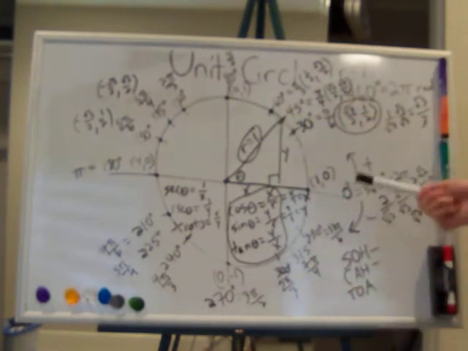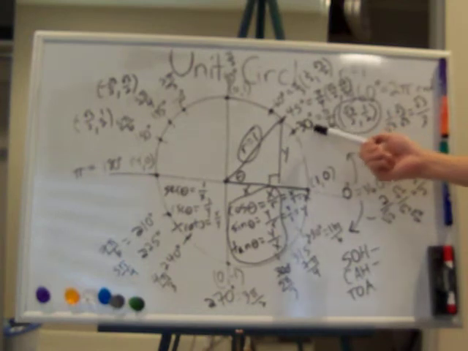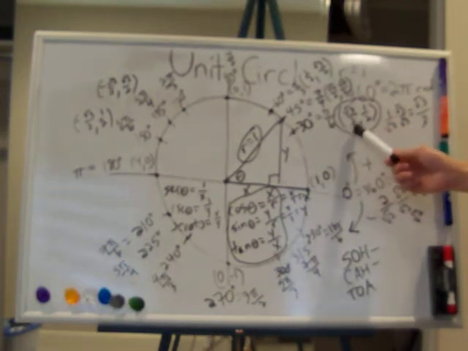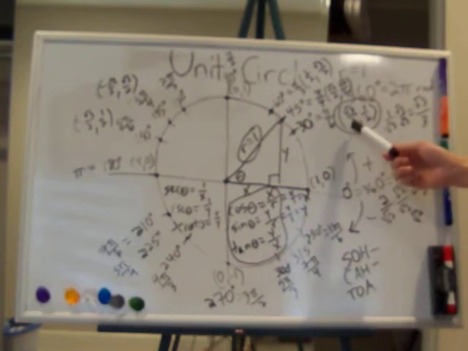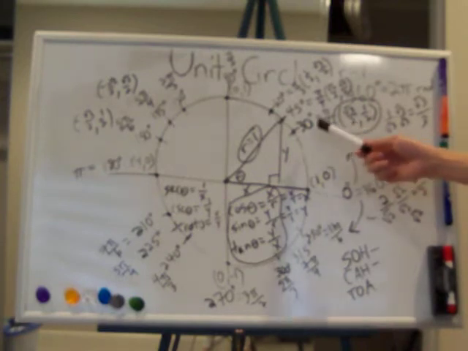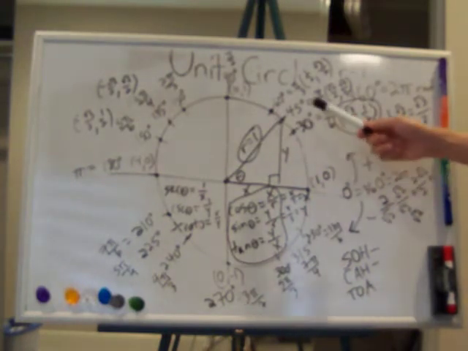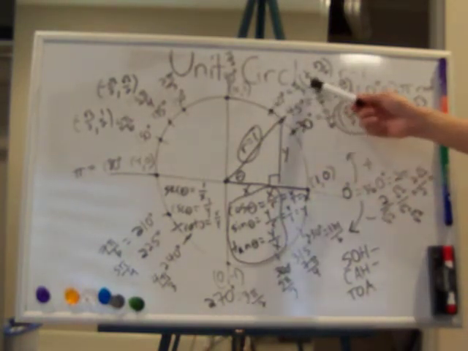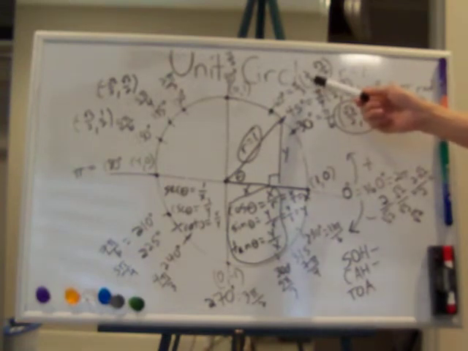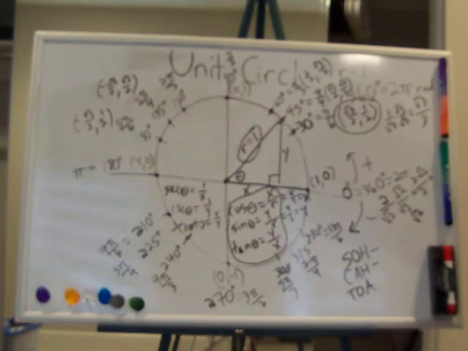So let's try secant of pi over 6. Secant of pi over 6, I look at the x value, take the reciprocal. Reciprocal of this is 2 over rad 3. If I rationalize that, that would become 2 rad 3 over 3. So the secant of pi over 6 is 2 rad 3 over 3, if we rationalize that. Okay? So what about secant of pi over 3? Secant of pi over 3, the x value is 1/2, reciprocal of 1/2 is 2. So secant of pi over 3 is equal to 2, right?